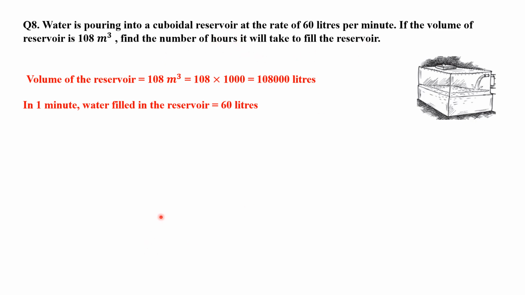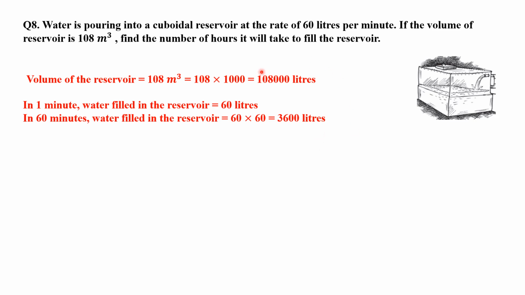And we know that there are 60 minutes in 1 hour. So we know that here in 1 minute water filled in the reservoir is 60 liters. So let's find in 60 minutes how much it can fill. So in 60 minutes it will fill 60 into 60, which is 3600 liters. And 60 minutes means 1 hour. So in 1 hour 3600 liters of water can be poured in the reservoir.